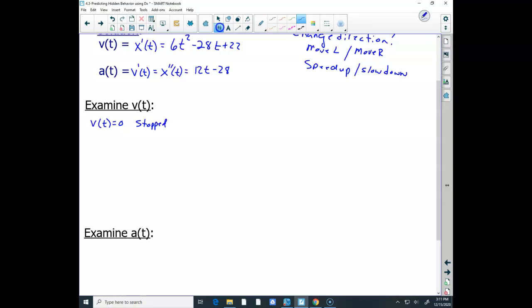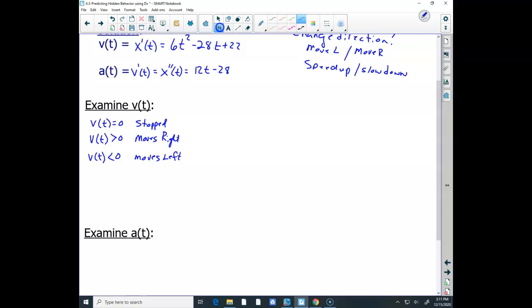Okay? And we should remember that when v of t is greater than 0, that really means it's positive. It moves towards the positive x values, or right. And when v of t is less than 0, it moves left, or towards the negative. That's how I always remember that anyway, okay?